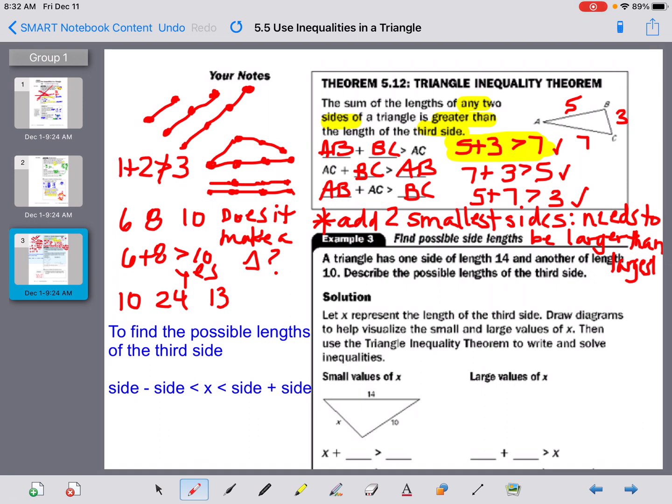Well, remember the rule is add the two smallest, which is 10 and 13. Is it larger than 24? Well, 10 plus 13 is 23. That's not larger, so no.